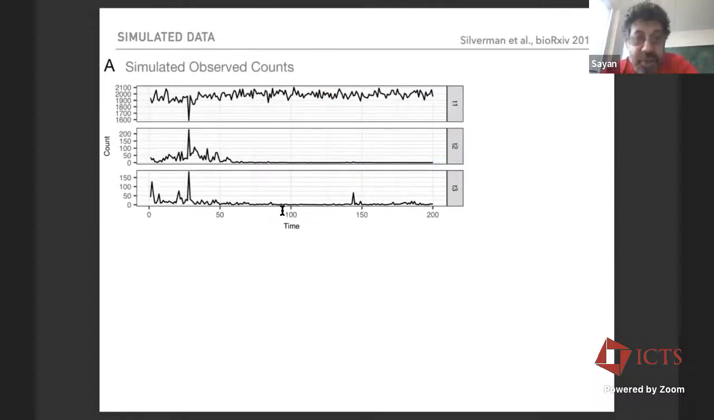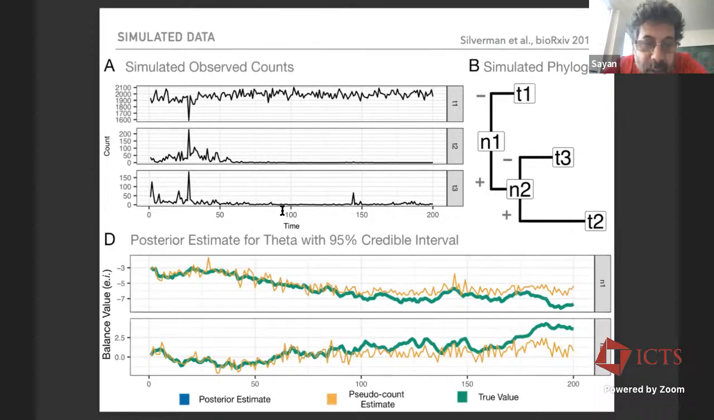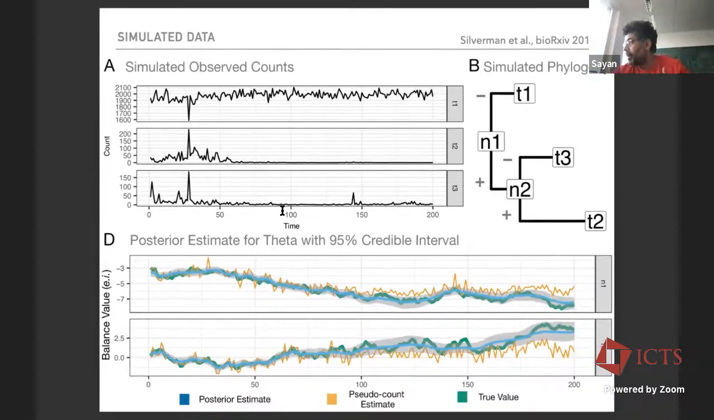And so just to show you some simulated data, these are simulated observed counts. Our phylogeny. And this is our posterior estimate of the theta, which are the probabilities, right? And the other thing that's nice is we can give you uncertainty estimates on these.